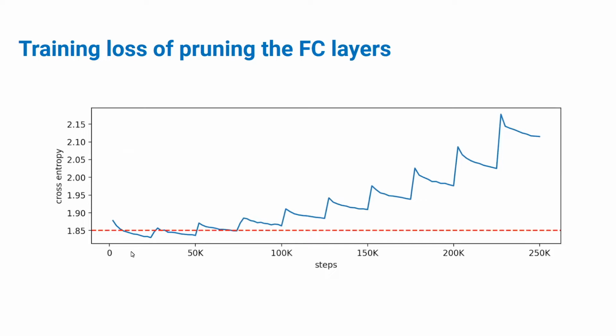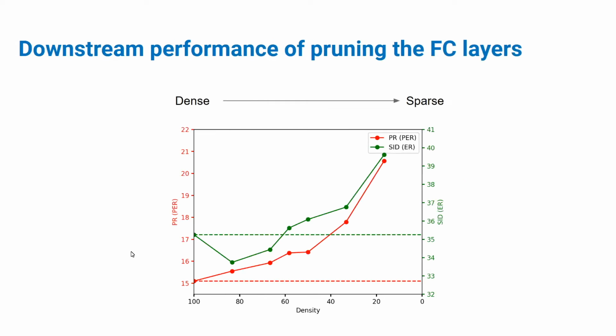The red line represents the pre-training loss of MelHuBERT. Similar to others, we can maintain the loss values for several iterations. Next page. Here is the downstream performance of pruning the FC layers. We get only 1% performance drop in phone recognition and less than 1% performance drop in speaker identification up to a density of 50%. Next page.